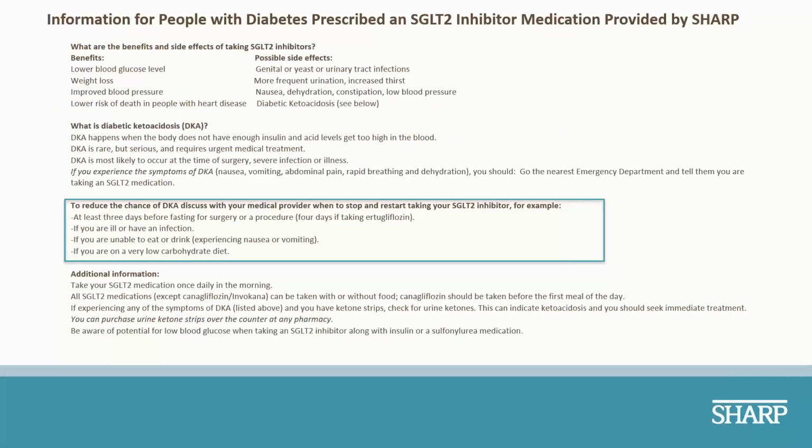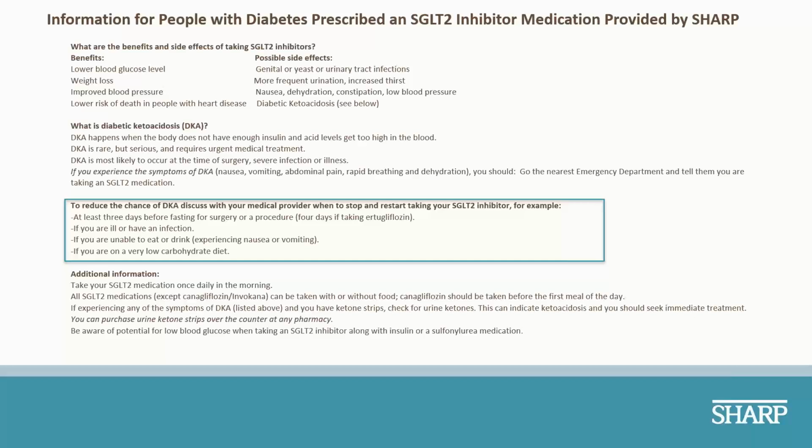This is an example of what we give to our patients, and I'm just going to go into the very middle of that page. We want to make sure that we go over with them to reduce the chance of a euglycemic DKA. We want to make sure that you're talking to your provider and when to start and restart your medication. So at least 3 days before fasting for surgery or procedure, we want to make sure that both your physician and the patient knows that's what they should do.